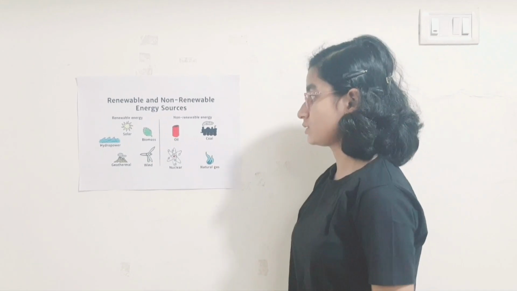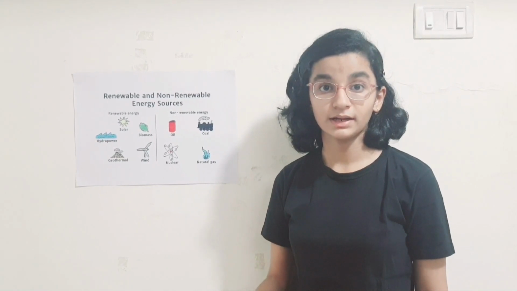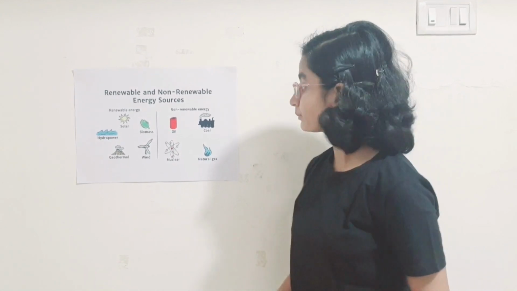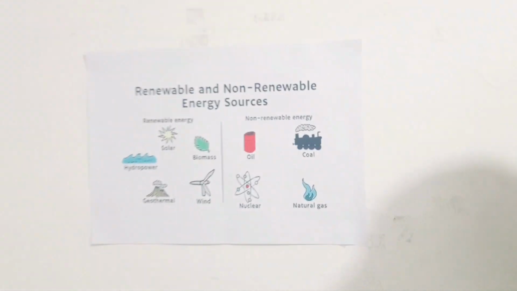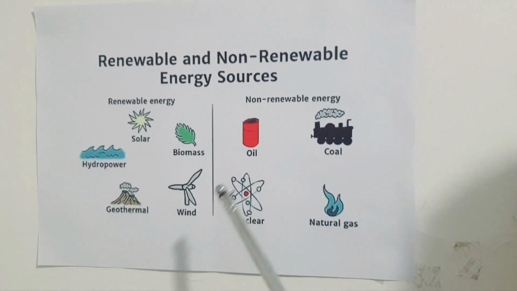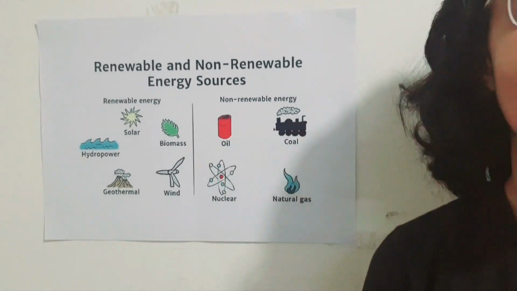Non-renewable energy sources. Non-renewable energy sources are the sources that can be exhausted, and once they are exhausted, it will take millions of years for them to be renewed. Some examples of non-renewable energy are coal, petroleum, oil, nuclear, natural gas, etc.